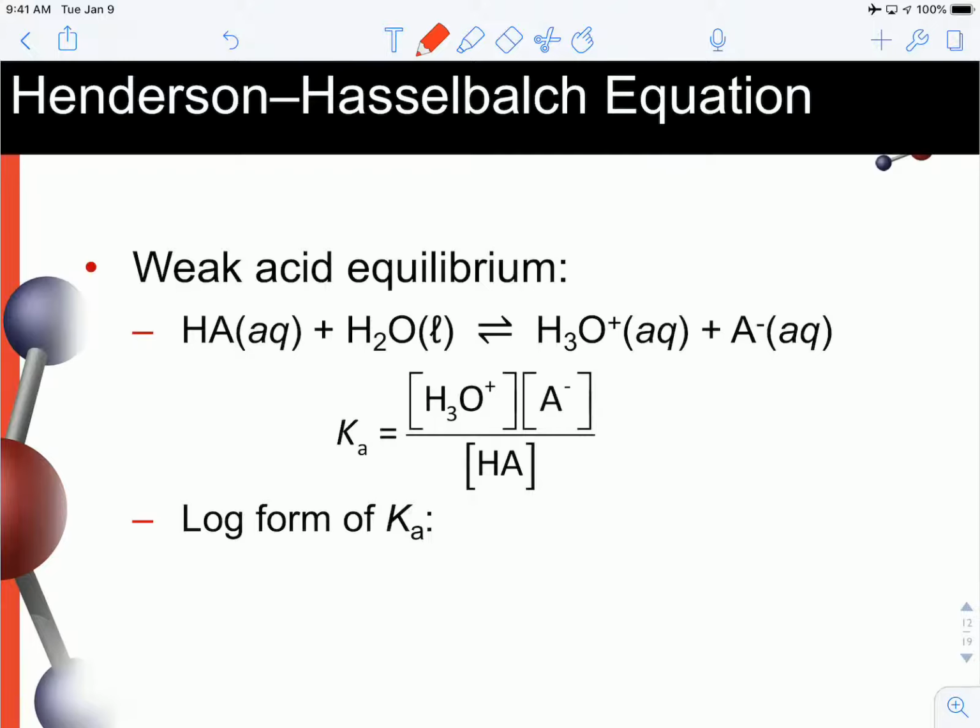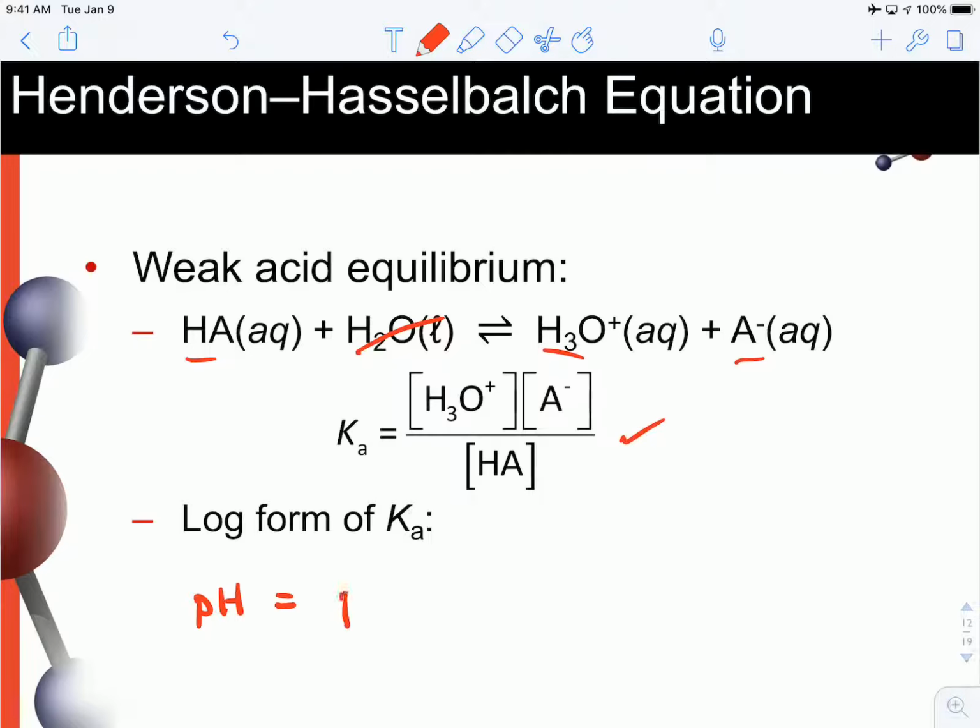So this is weak acid equilibrium. This is our standard weak acid equilibrium with HA going to H3O positive and A negative. We can write a Ka for that. Products over reactants, as always. The water is not included. This should all be redundant to you. Now what I'm going to do is take the log form of this and just take the log throughout the equation. And effectively, if I do that and rearrange, you can do the math on your own. You don't have to know how to do this, but you should actually.